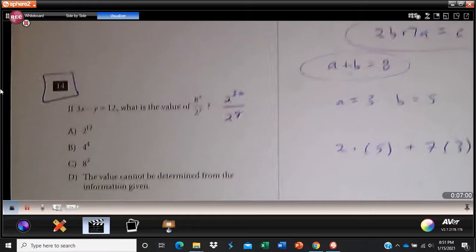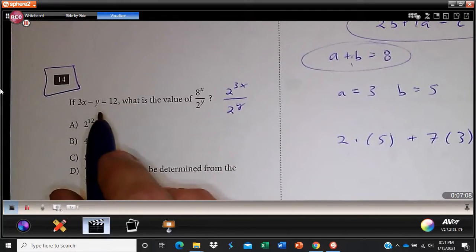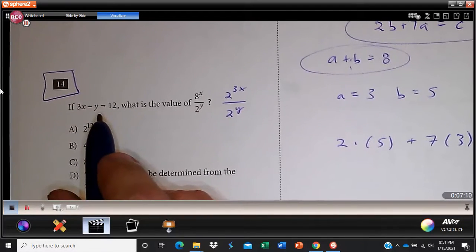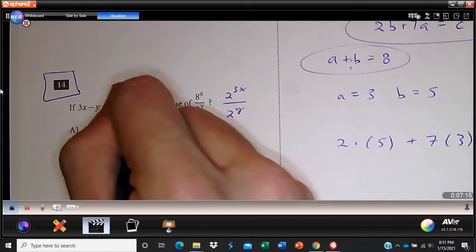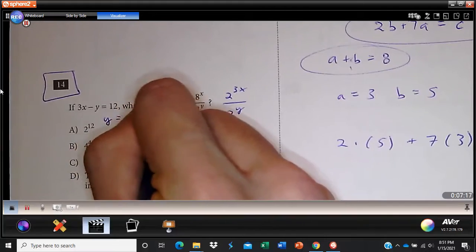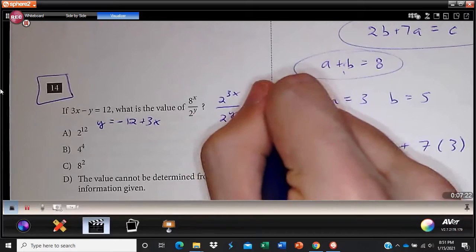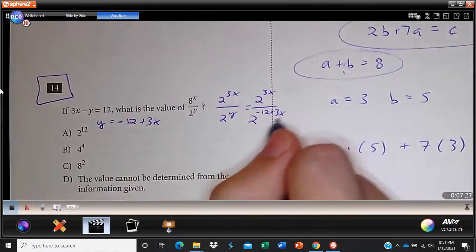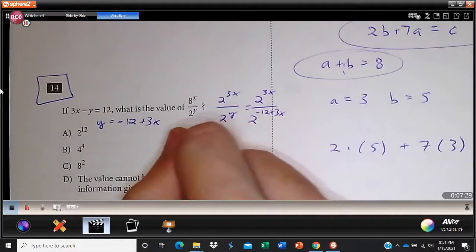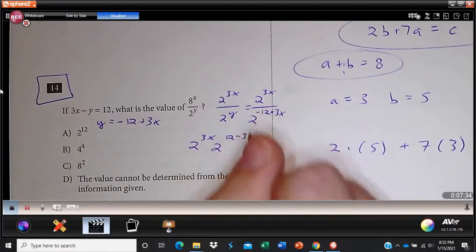Okay, 14. Oh boy, we come back to 14. So, okay, so I simplified it like that before. You know what, y is equal to negative 12 plus 3x. And then I'm going to plug that in and see if that helps. Plus 3x. And then I think, well, wouldn't it be nice if this were up here? So then I can do 2 to the 3x times 2 to the 12 minus 3x.